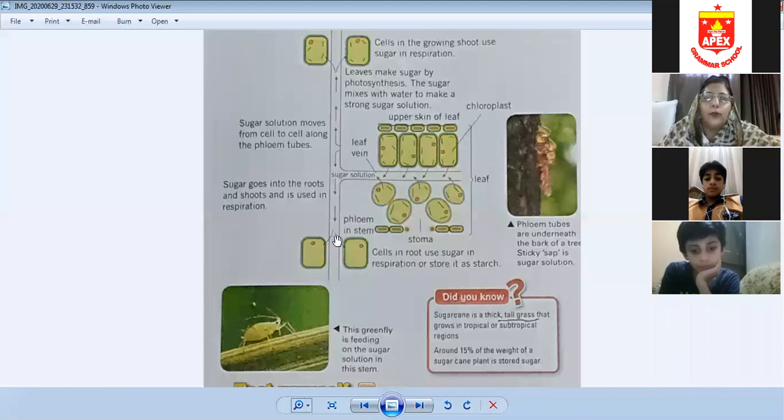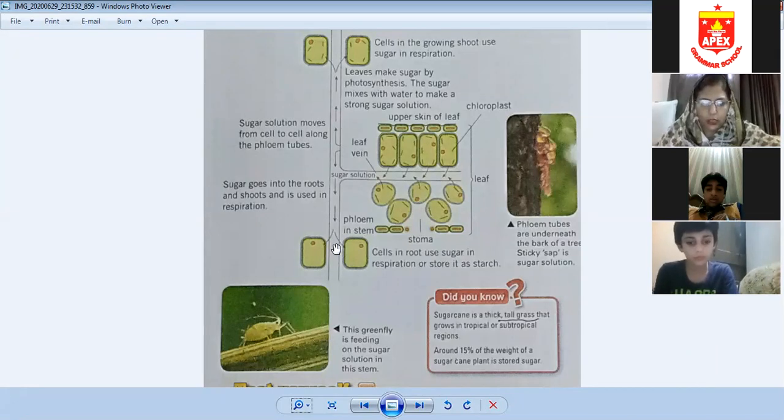The cells which are present in the stem and the cells which are present in the root both respire. And why do shoot and root need sugar solution? Because it is the food of a plant, and it gives energy. It helps the stem to grow, and it helps the roots to grow and gives them energy. Now come to the next page.